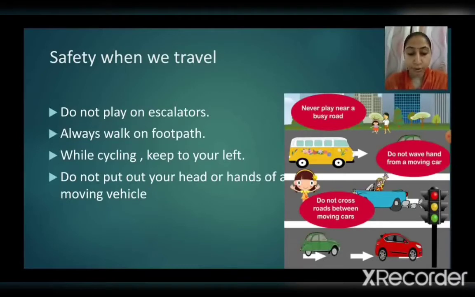Okay? Do not put out your head or hands out of the moving vehicle, like when you're going in a bus or you're traveling in a car, whatever vehicle. Don't put your head out or arms out. Some of you take your elbows out of the window, so please don't do it. You may get hurt by any of the other vehicles coming from the same direction. And wear seat belts while traveling in a car. Okay?